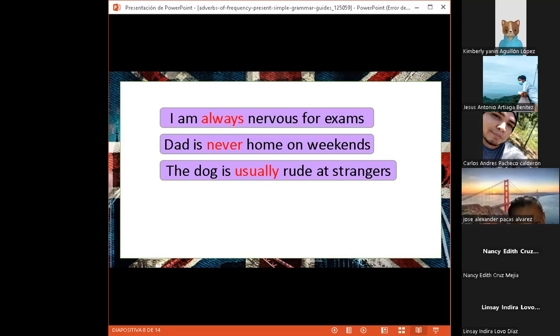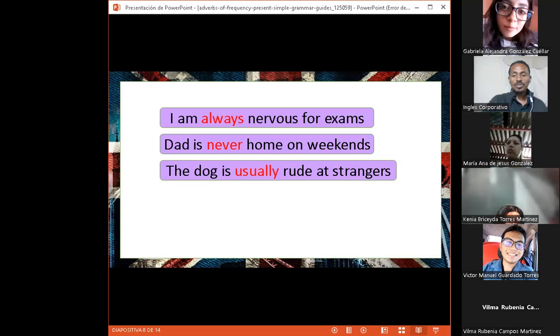Dad is never home on weekends. Papá nunca está en casa los fines de semana. The dog is usually rude at strangers. El perro es usualmente bravo con extraños. Okay? So, in this case, the position is different. Los adverbios siempre van antes del verbo, a excepción del verbo to be. Cuando tenemos el verbo to be, el adverbio va después de este verbo. Okay? Don't forget it.